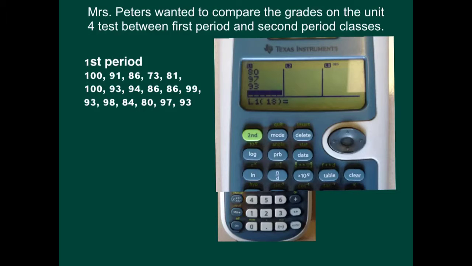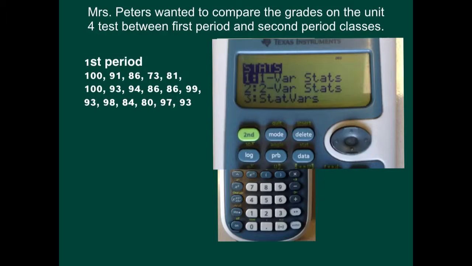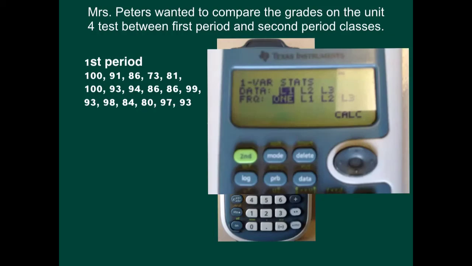Now, at this point, you're going to hit the second button and you're going to hit data again, because right above data, you'll see the word stat, and that's what we're looking for. We're looking at statistics. So you're going to press second and data, and you should see this screen come up. Now we're only entering one variable statistics because it's only one set of numbers that we're dealing with. So we're going to enter one variable statistics, make sure that this is on 1, and now hit enter. And this is the screen you should see.